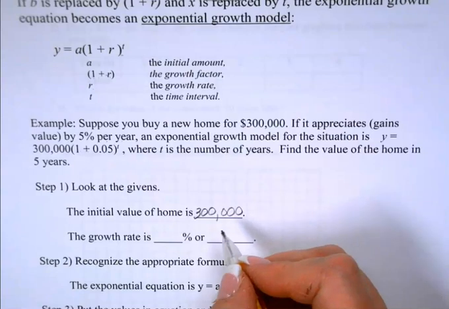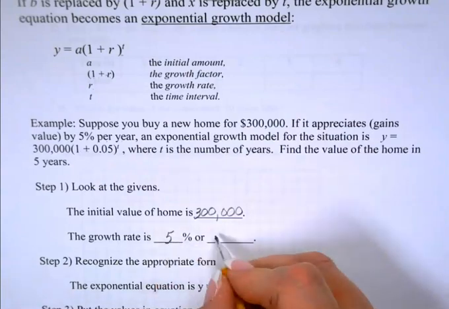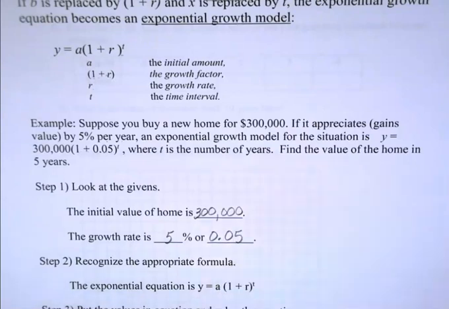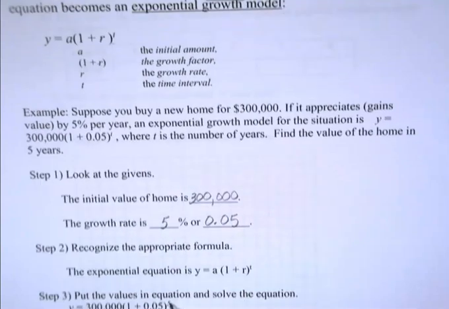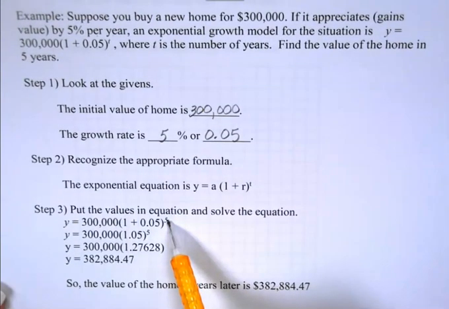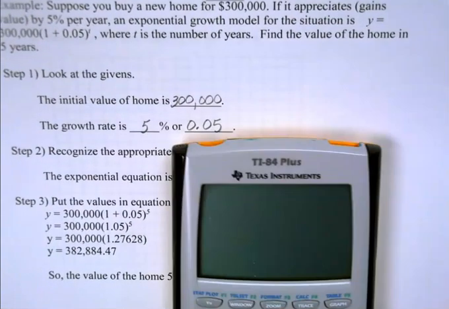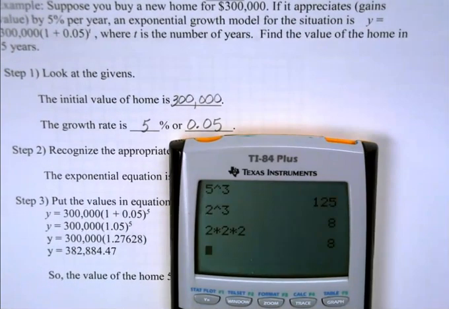The growth rate was 5%, which as a decimal is 0.05. And then I plugged that into the formula. The time was 5 years for this question, so I plug in 5. You can go ahead and add those. And then I probably would just put this directly in my calculator, but I have broken down what you would get on each step if you simplified that by hand.